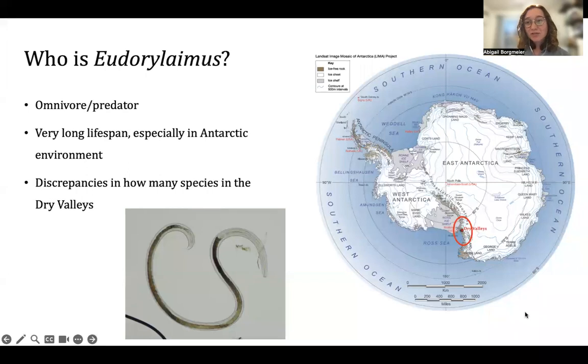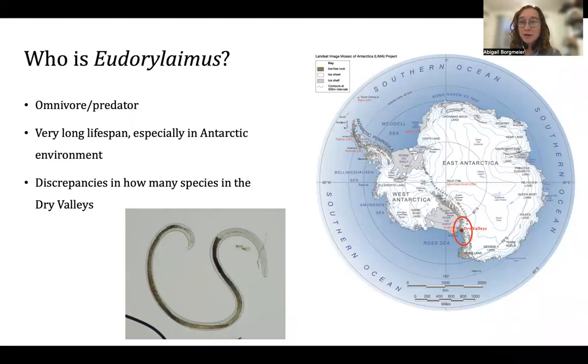Eudorylaimus is one of few nematode species present within the continent of Antarctica. It's an omnivore predator, placing it at the top of the food chain within the soil ecosystem. This nematode has a very long lifespan, particularly in the Antarctic environment where the active season is very short.